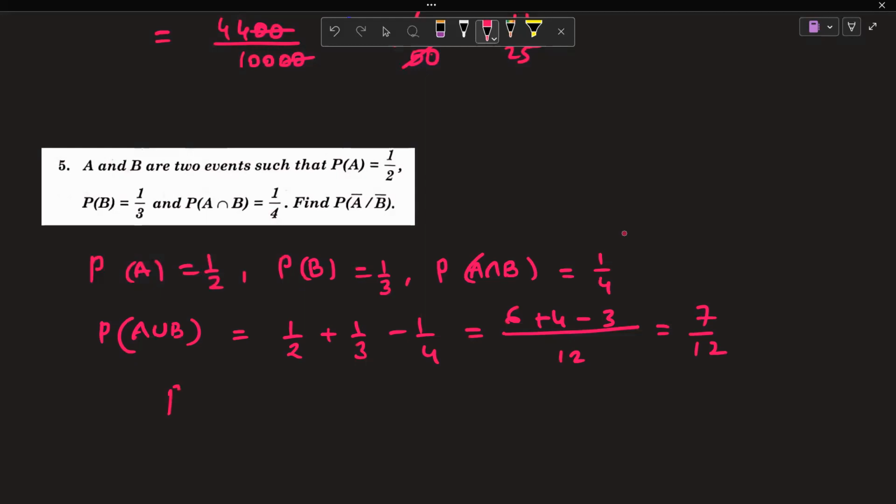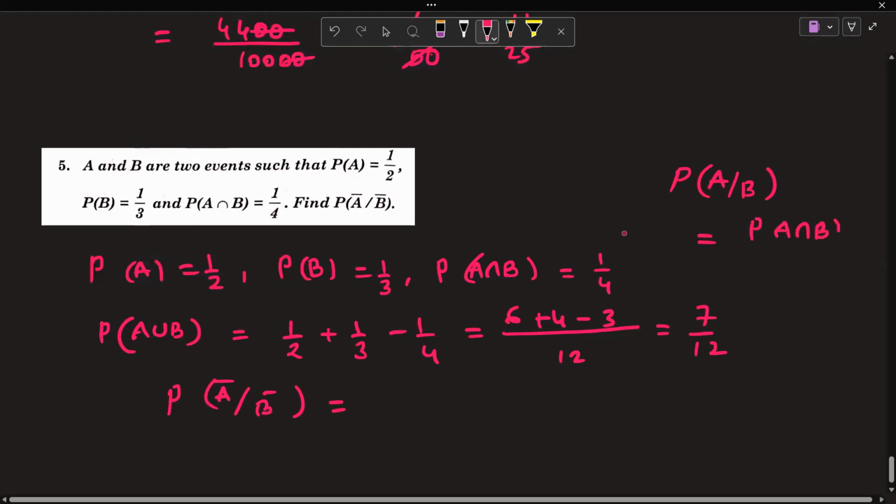So what is asking? P of A bar by B bar. Can you tell me the definition of P of A by B? What is the formula of P of A by B? So write down, this is what is called conditional event. P of A by B is P of A intersection B by P of B. Okay. So this is the formula, copy it.